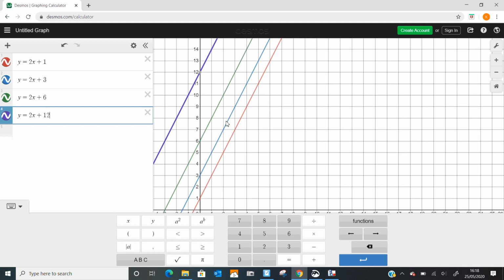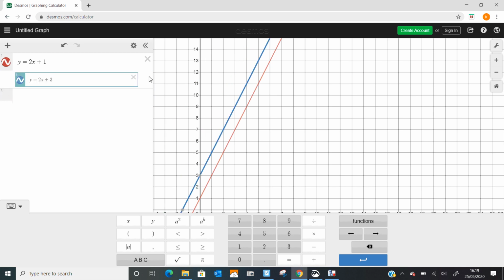So remember, lines with the same gradient, so this value of 2 on the left-hand side is the same. The value in front of x is the value that's going to give us the gradient, and if they're the same, well, the lines are parallel. So that gives us a bit of an idea of what to do when we're plotting some of these lines that are here.